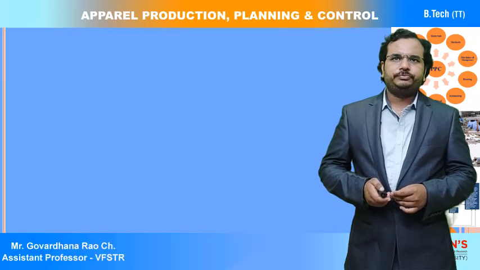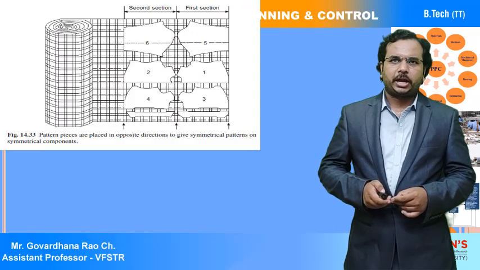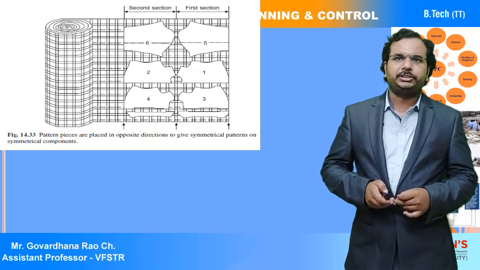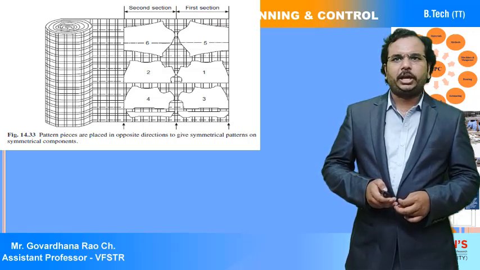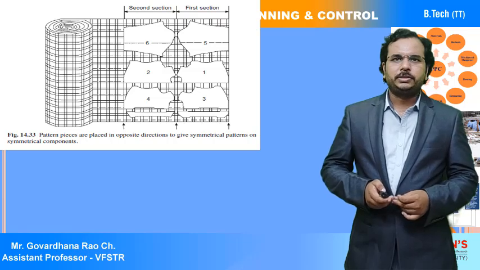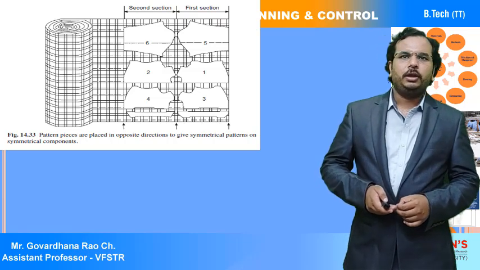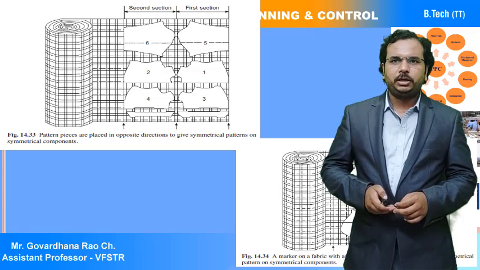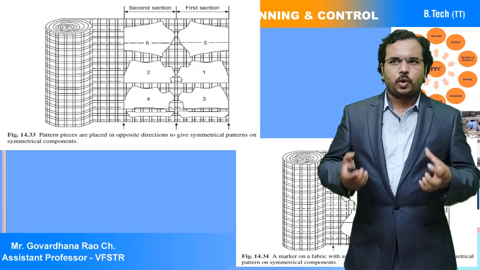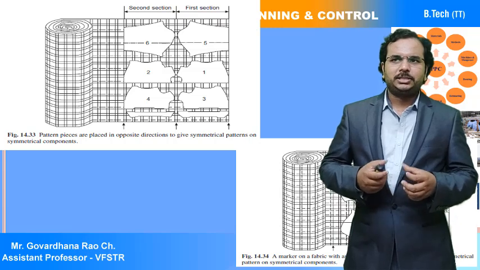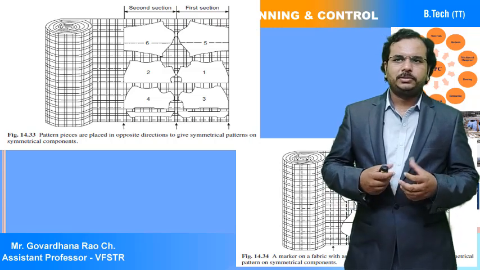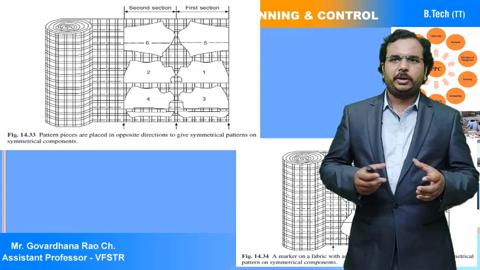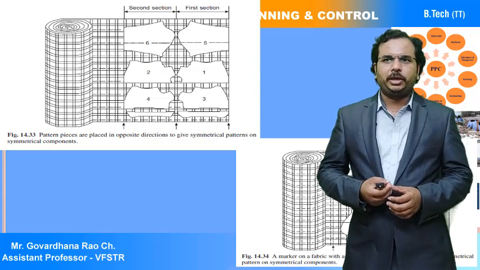And you can see here the pattern pieces are placed in opposite directions to give symmetrical patterns on the symmetrical components. You can also see an example of a marker on a fabric with symmetrical checks not producing a symmetrical pattern on the symmetrical component, so asymmetrical patterns are going to be kept.